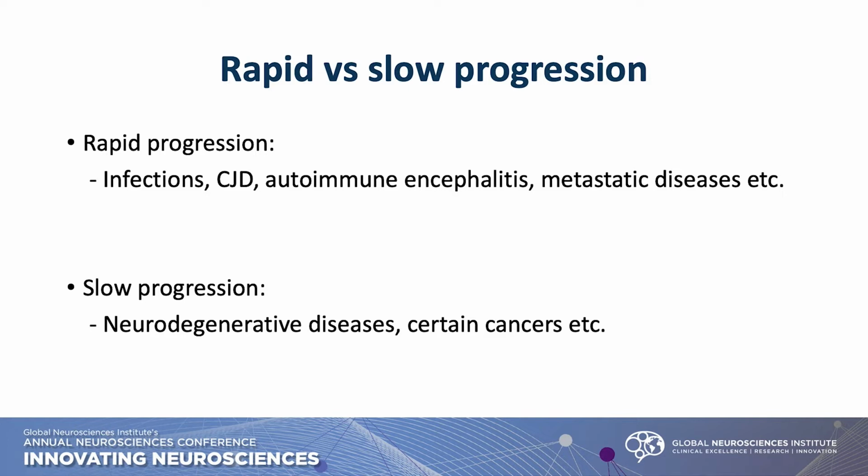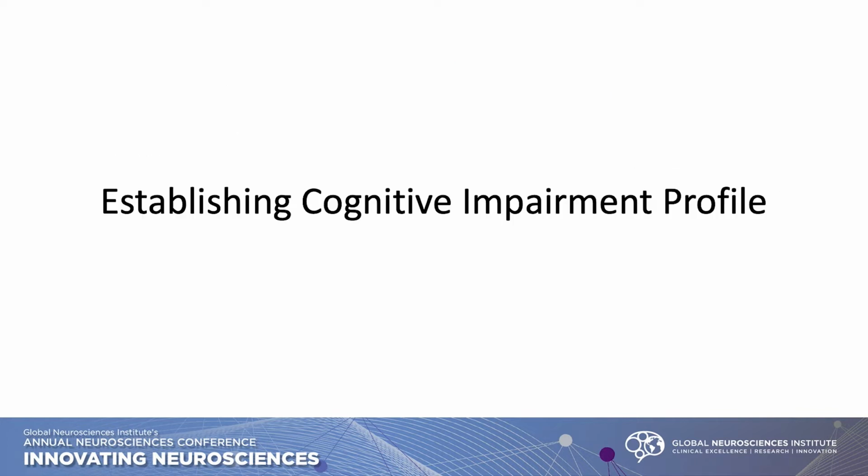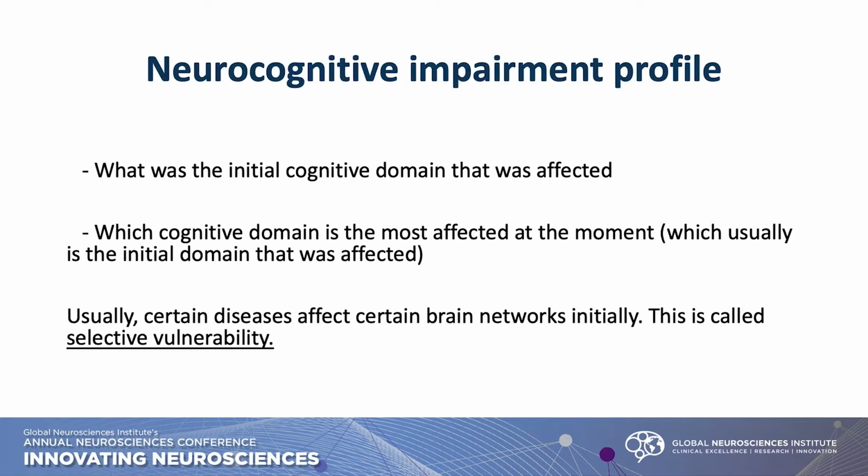When we have a good understanding of the clinical complaint and the progression, we move on to establishing what the problem actually is, evaluating the cognitive profile and the actual impairment. Now, why is that important, and how do we do that? We do that either in the office or by proceeding with neuropsychological testing. It tells us what domains are affected and which domain is affected the most. That domain is usually the one that was affected first.